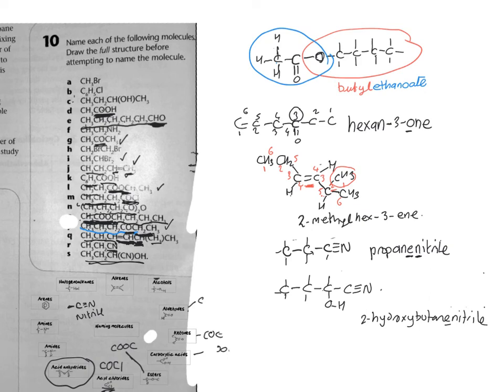So it looks like it could be an alcohol or a nitrile. And the priority group is the nitrile. So when an OH group is a branch, we give it the prefix hydroxy.